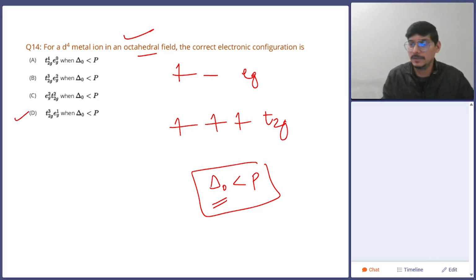So the correct option will be option D. So t2g3 eg1 is one weak field ligand. For weak field ligand, the splitting is less, which means delta O is less than P, which is experimental, right? So that lies like this. Option B cannot be the correct answer. This cannot be the correct answer, and this definitely cannot be the correct answer here.